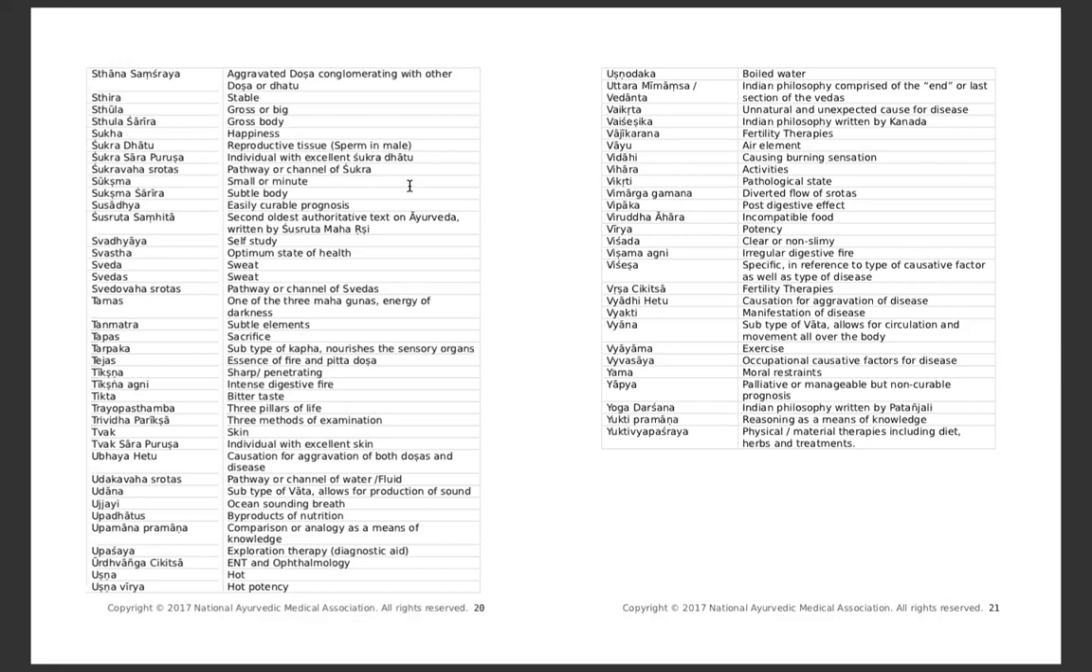Vrusha Chikitsa, Vyadhi Hetu, Vyakti. Vyakti is to manifest. So something that's avyakta is unmanifested or unexpressed. Avyakta. Vyakta is manifestation. Vyana, subtype of vata. Vyayama. Vyavasaya. Vyavasaya is occupational causative factors for disease. Vyavasaya really means your career, your occupation. Yama, moral restraints. Yapya is palliative or manageable but non-curable prognosis.